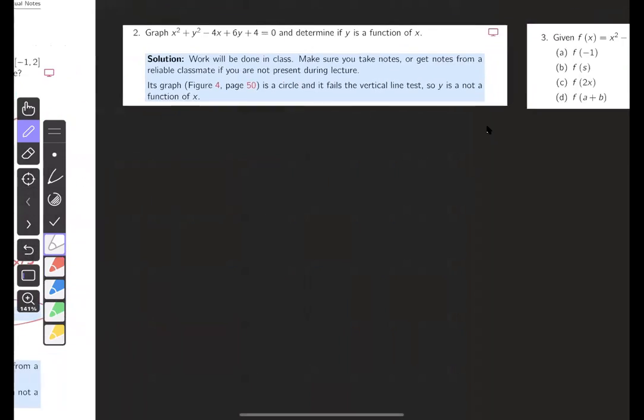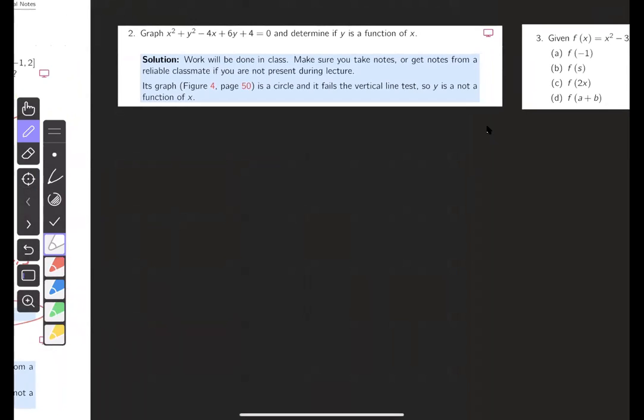I'm going to go over here. And number 2 says, graph. And this is where some students say, oh, I don't think I could graph that. Of course you can. It's a Math 100 question. So I'm going to write this down for you. This is number 2 now. X squared minus 4x. This is an equation of a circle, something you learned in Math 100, plus y squared. I'm just rearranging it, plus 6y, and then equals minus 4.